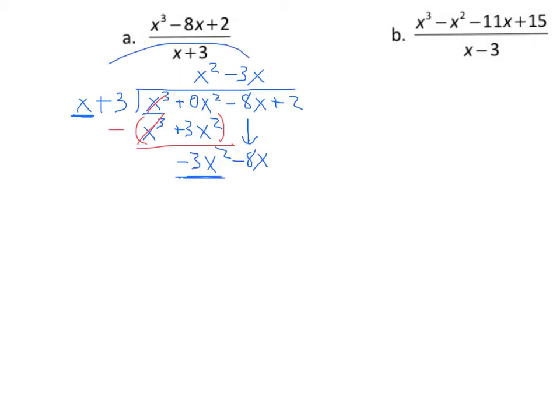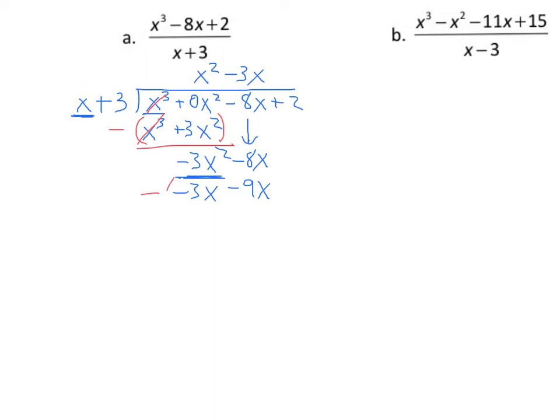And then I multiply. Negative 3x times x would be negative 3x squared, and it should be the same as the term above it, which it is. And then negative 3x times 3 is negative 9x. Okay, and then our next step is going to be to subtract again.